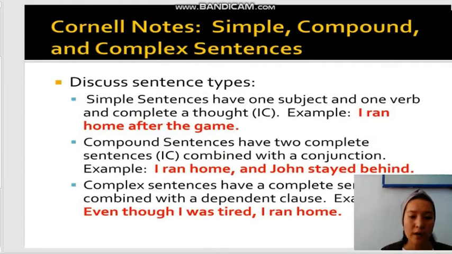Let's talk about compound sentences. Compound sentences have two complete sentences combined with a conjunction. For example, I ran home and John stayed behind. Here we use the conjunction and. Complex sentences have a complete sentence combined with a dependent clause. For example, even though I was tired, I ran home. So here we used the conjunction though.